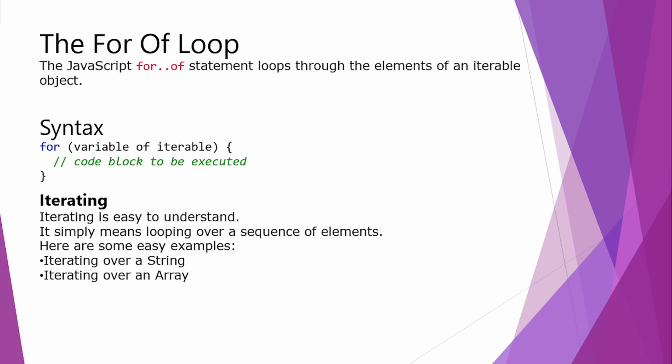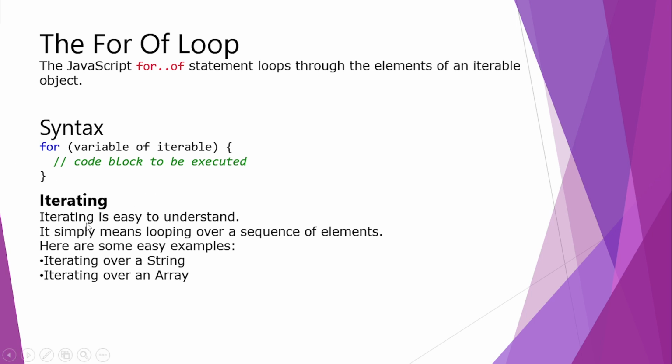What is the syntax? Syntax is very simple. First of all, we have to write the for keyword, and then in small brackets, we have to write some variable, the of keyword, and then the iterable. And then in open and close curly braces, we can write our code, whatever code we want to execute.